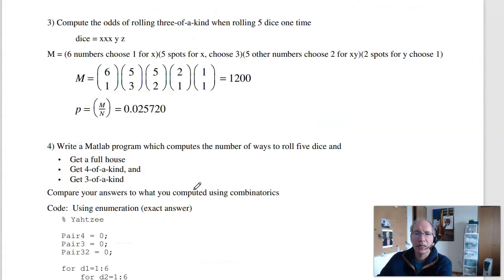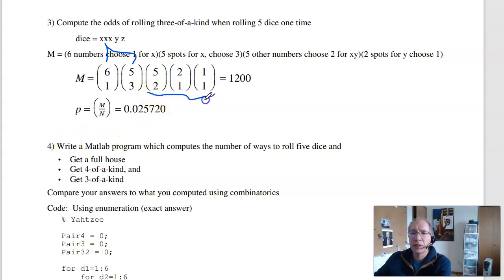Problem 3 looks at the probability of getting 3 of a kind. So here I have to have 3 dice that match and 2 dice that are different. To get there, there are 6 numbers, choose 1 for x, 5 different spots, choose 3 of those spots for where to put x. Now for y and z, there are 5 remaining numbers, pick 2, and then y can go in 2 spots, choose 1. That gives you 1200.